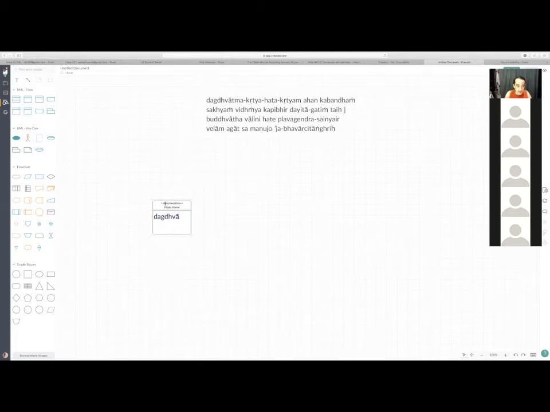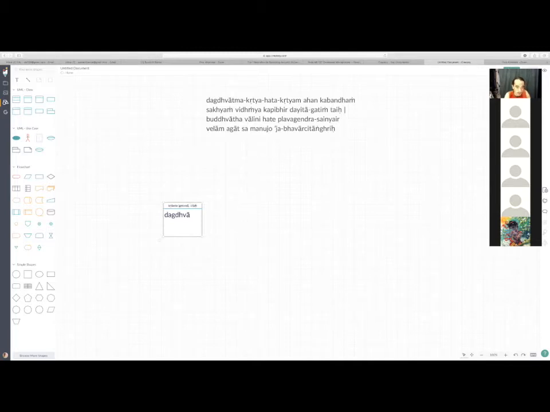So Dagdva. This is a Kridanta. In English, we call it a gerund. So burning or having burnt. Kridantas are parts of speech in Sanskrit that are made of verbs. And what is the verb here? Dah. Dah means to burn.